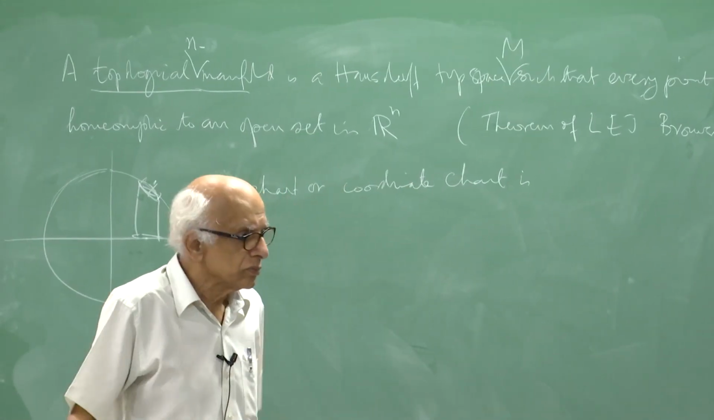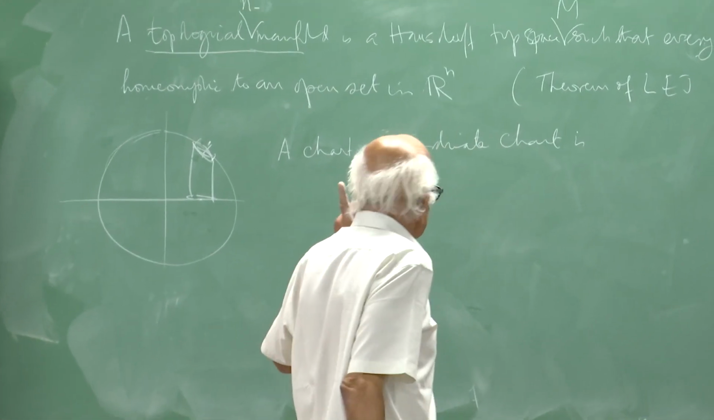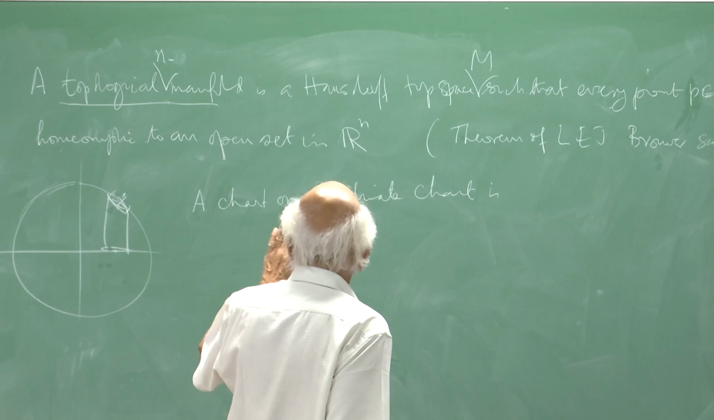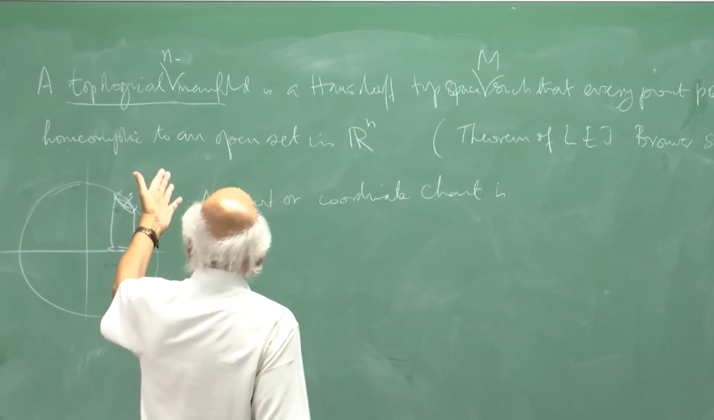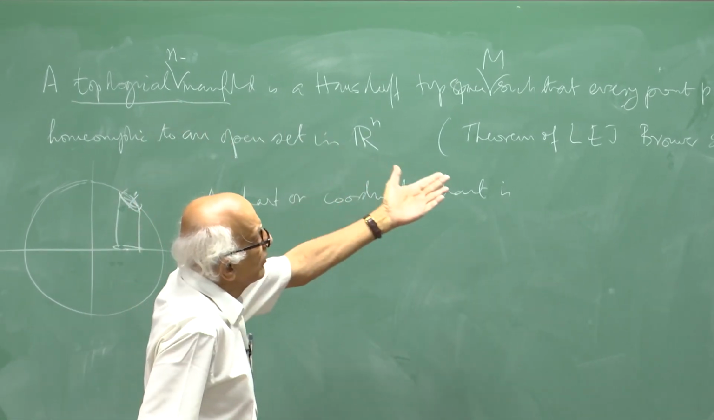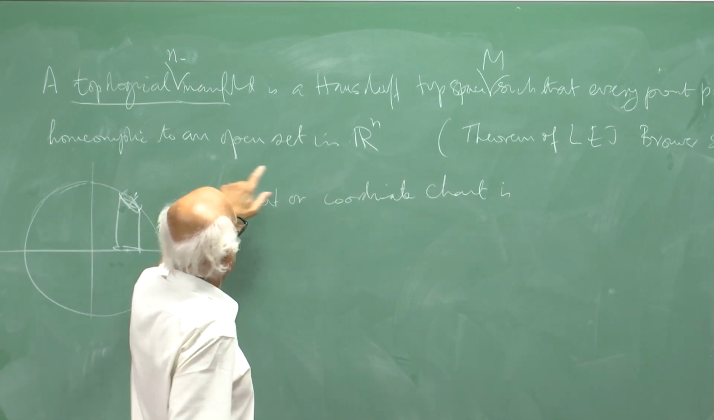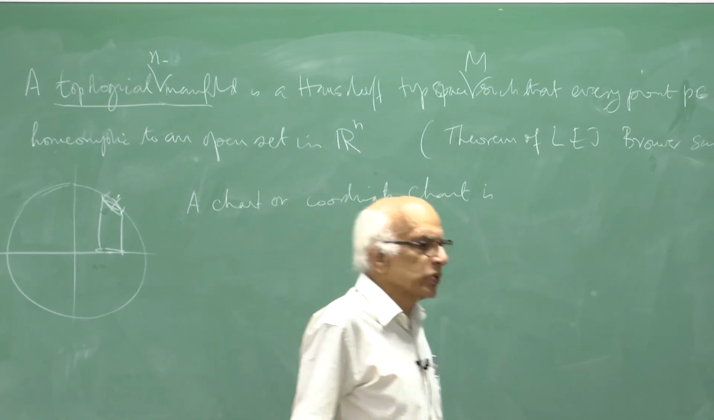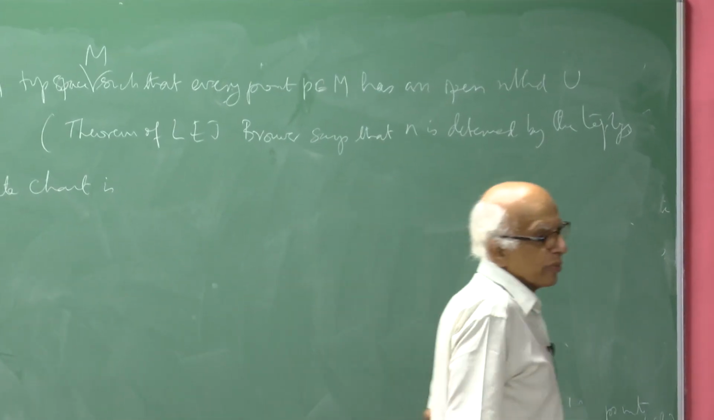Are you assuming the manifold is connected? No, the point is, in this definition I don't have to assume it's connected. I'm assuming that every point P has a neighborhood homeomorphic to an open set in R^n. So I don't have to assume it's connected. But if it's connected, of course, it's certainly going to be true.